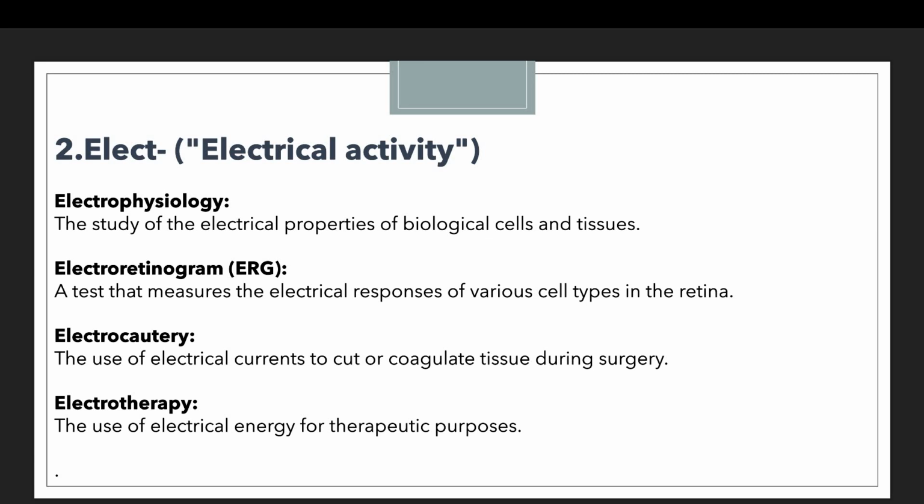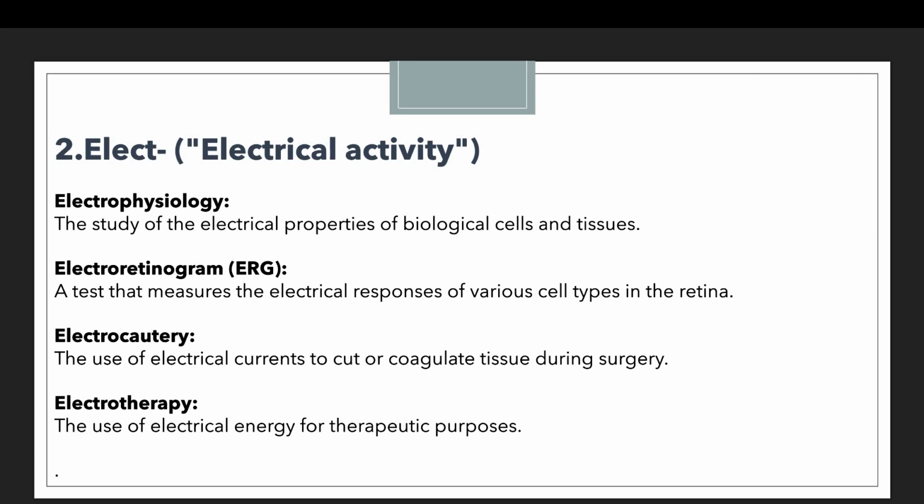Fine. Then we have electrocautery. Electrocautery means the use of electrical current to cut or coagulate tissue during surgery. So when we want to cut or coagulate the tissues during surgery, sometimes doctors use electrical currents. To represent this, we denote it with one terminology, which is electrocautery, and which is composed with the prefix elect. Okay, so yeah, this is one example.